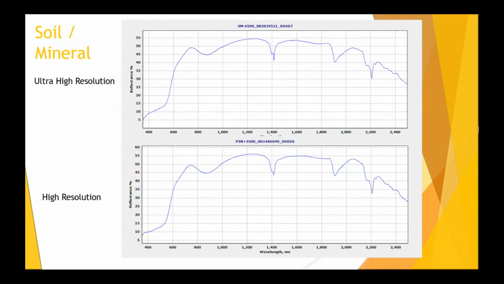Here are just two of the scans from the ultra high resolution and from the high resolution, where you can't see much variation on a visual inspection. But one thing that you can see slightly is at this 1400 nanometer range, where you can see some delineation between the two scans on the same sample.